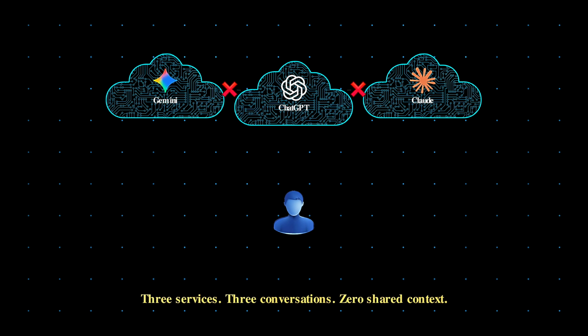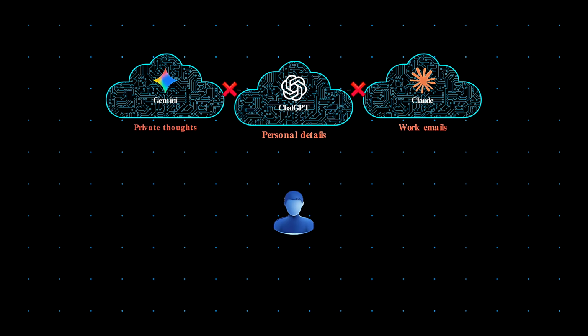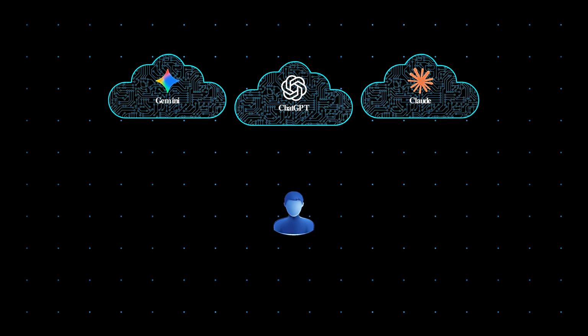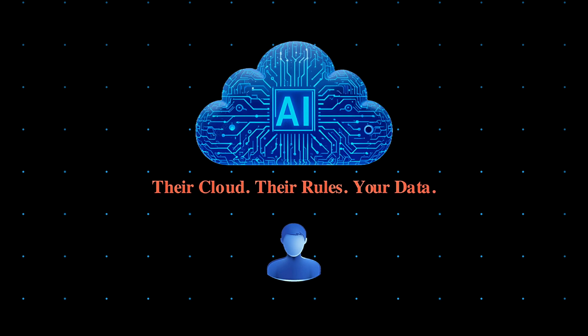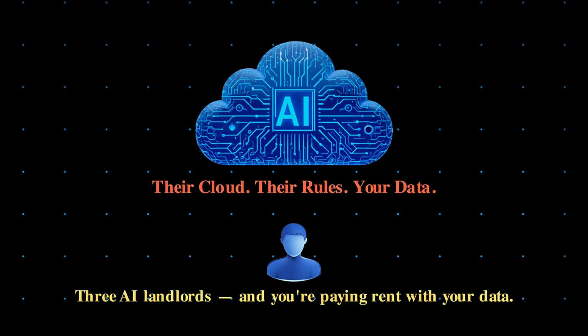None of them know what you said to the other. None of them know who you actually are. And here's the part that should bother you. Every question you've ever asked, every personal detail you've shared, it's all sitting on someone else's server. You don't hold the key. They do. You don't have an AI assistant. You have 3 AI landlords, and you're paying rent with your data.